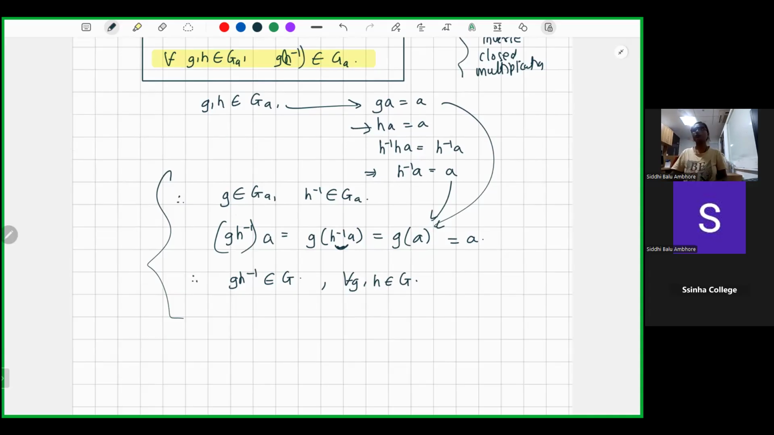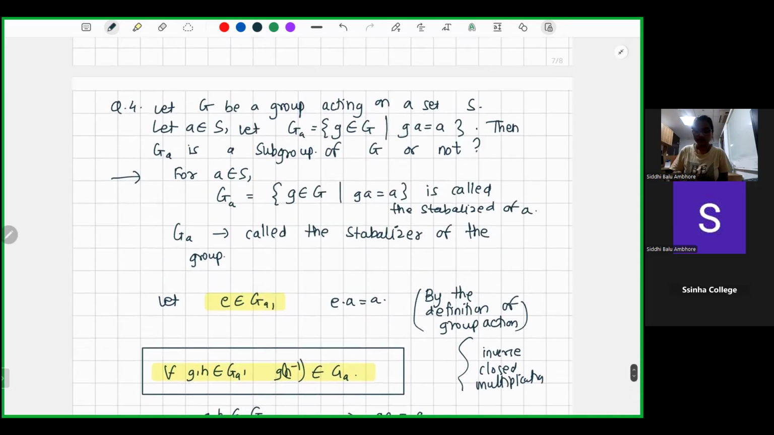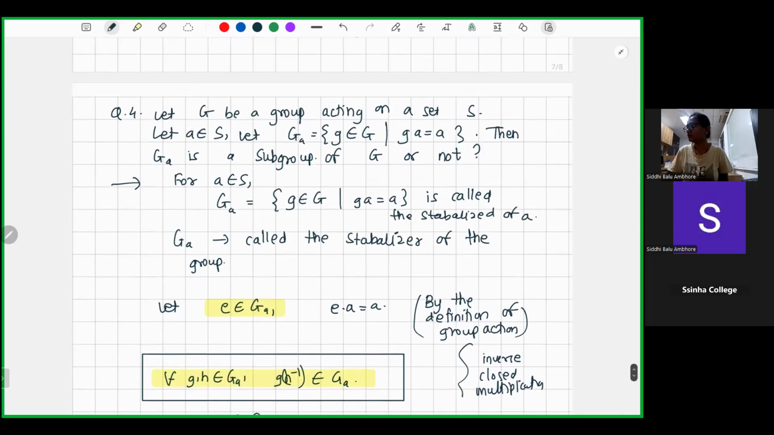Okay, so I hope this is okay and you do not have any doubt here. Is this okay now, or is there still some doubt?